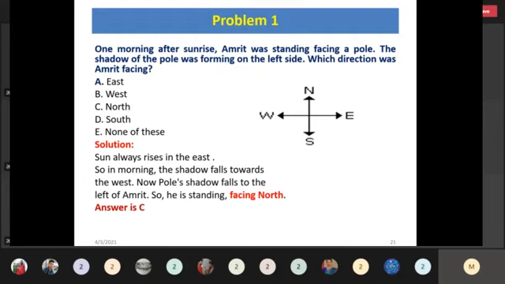So if you see the solution, once again I'll read out the problem. One morning after sunrise, Amrit was standing facing a pole. The shade of the pole was forming on the left side. Which direction was Amrit facing? East, west, north, south, none of the above. Now the solution. The sun always rises in the east, so in the morning the shadow falls towards the west. Now the pole's shadow falls to the left of Amrit, so he is standing facing the north. So the option is C.